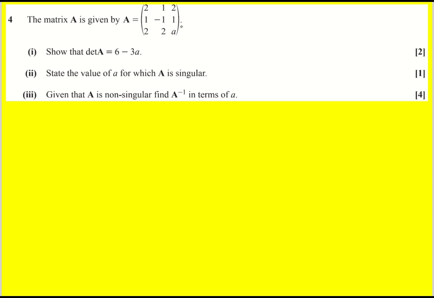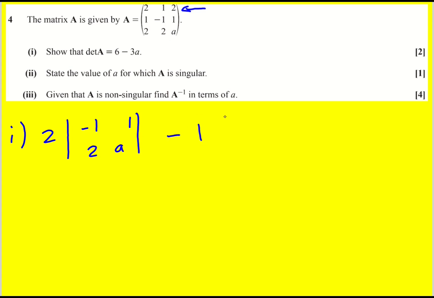Given a matrix, there's an unknown a in it, and we're asked to show that the determinant is 6 minus 3a. So I'm going to expand along the first row. I'll get 2, and it's going to be positive because it's in the first row, first column. It's minus 1 to the power of 2 when I add the row and the column together. And then I'll get minus 1, 1, 2a as my next determinant.